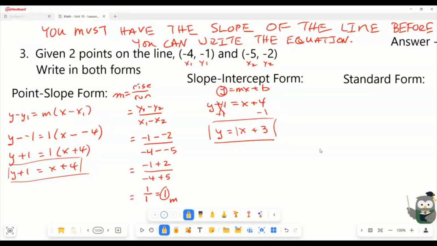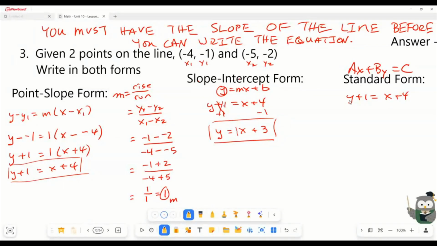Got to write it in standard form. I'm going to go back to y plus 1 equals x plus 4. Or if you want to just take this one, it doesn't matter. It's going to get the same answer either way. But I need ax plus by equals c. X and y on the same side. That's the first thing we got to worry about.